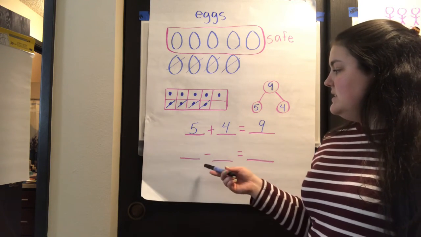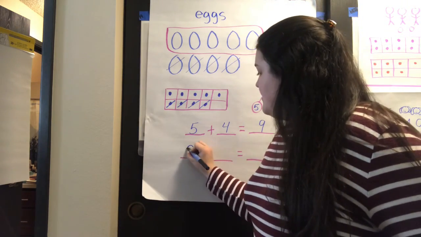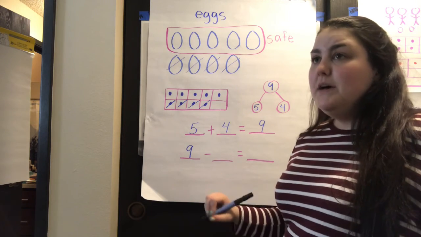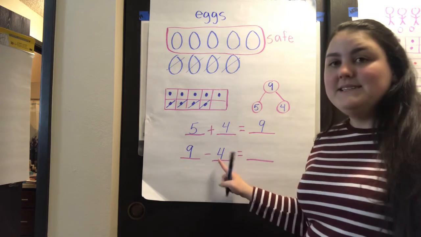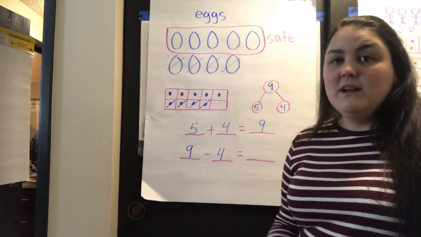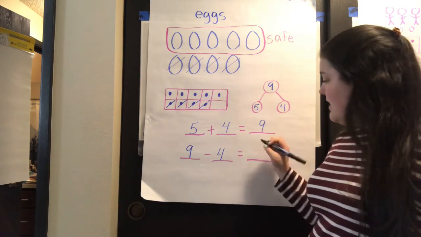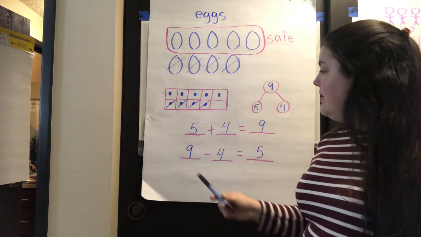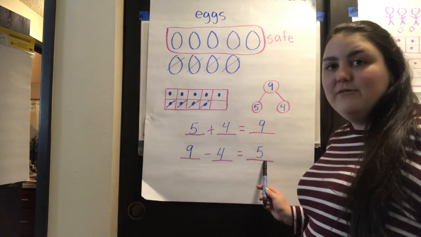Good. So for minus, we're going to start with the total eggs that we had. We had 9 eggs, but 4 of them cracked. So I'm going to take 4 away. We can't use those eggs anymore. We're going to have to throw them in the trash. So if I take 4 away, I have my 5 safe eggs left. Can you say 9 minus 4 equals 5?